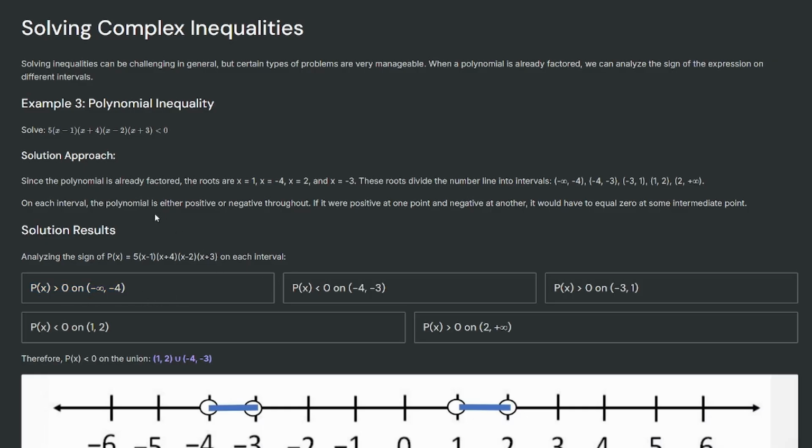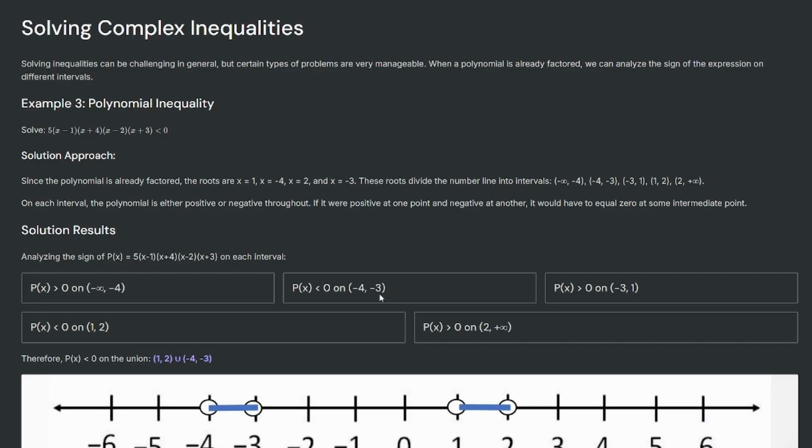Okay, and let's check each interval. If you check by putting a value between minus infinity and minus 4, let's say minus 5, you will always get a positive number. In the case of minus 3.5, you get negative, in the next you get positive, in the case of 1 to 2 you always get negative, and in the case of 2 to plus infinity you always get positive. I have already written the solution. You can just take a number between any two roots, like minus 4 to minus 3.